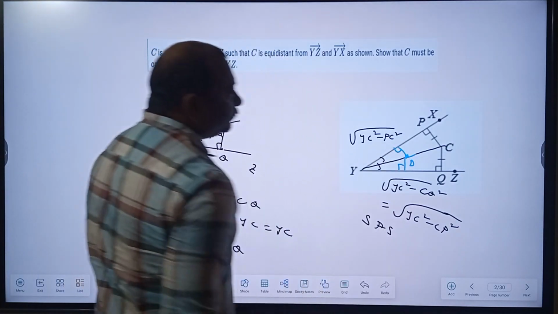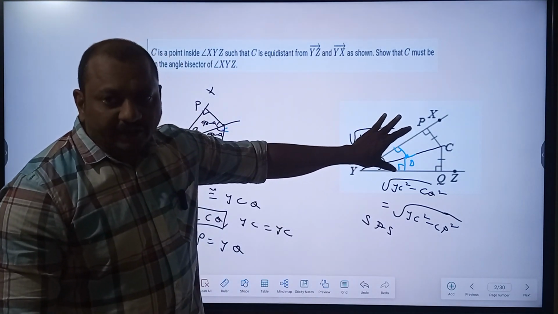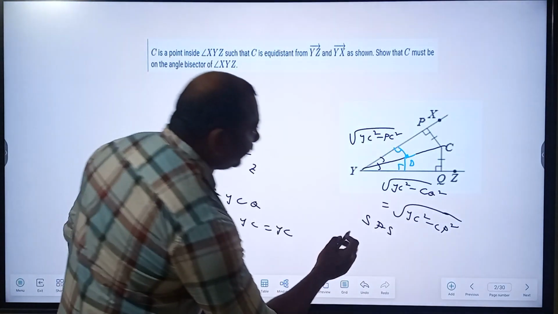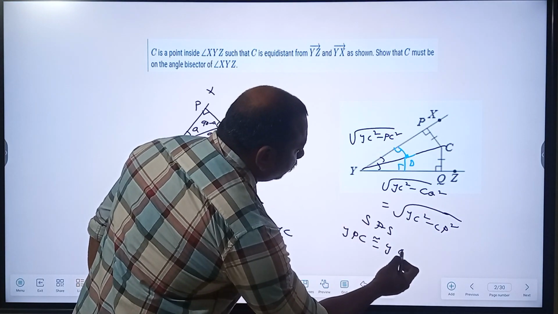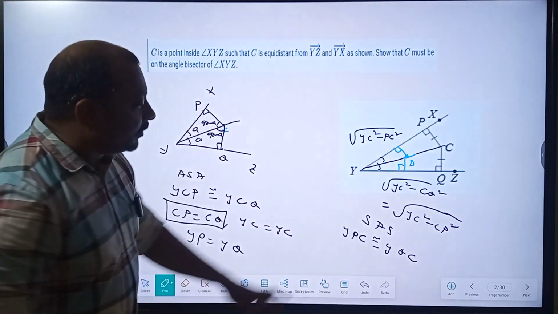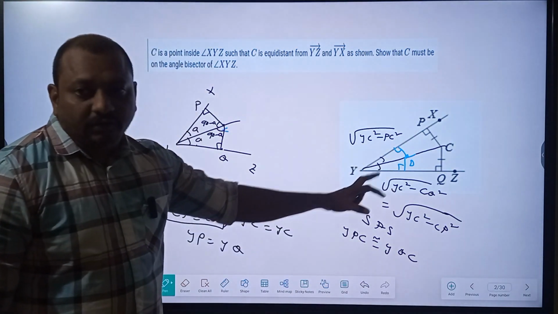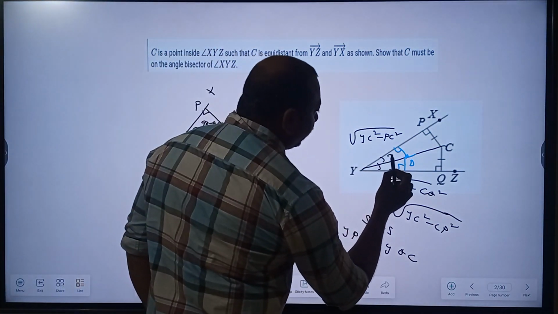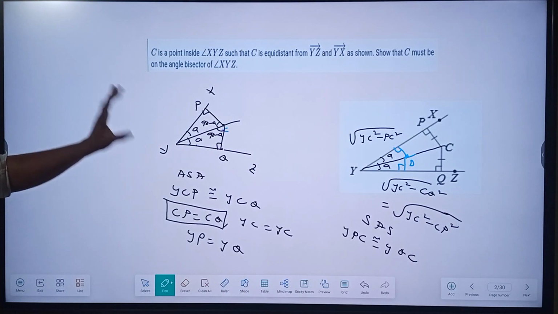From SAS, these two triangles are congruent triangles and corresponding angles are equal, right? Triangle YPC is congruent to triangle YQC. From this, the angle Y of this triangle is equal to angle Y of this triangle. This we can also prove. So this is A. Okay, this is the reverse way I have considered.